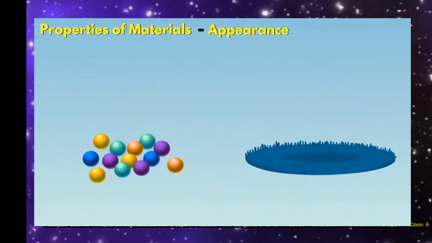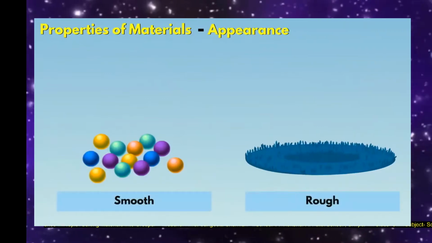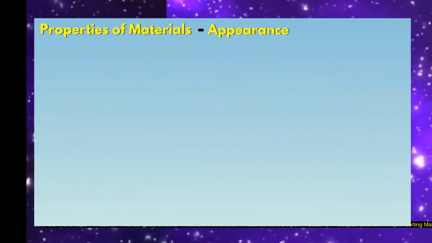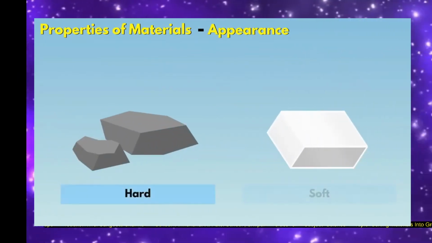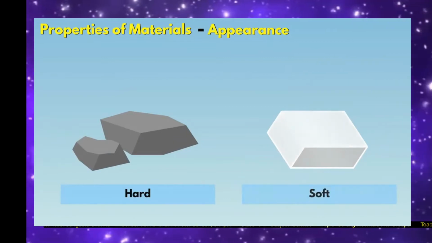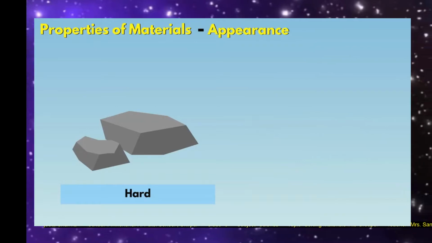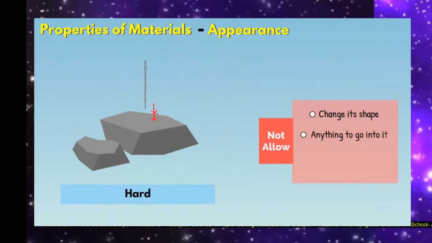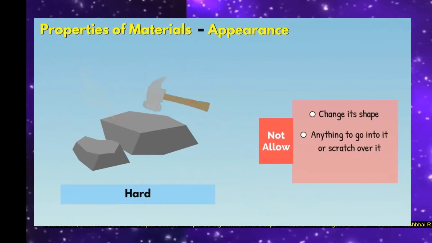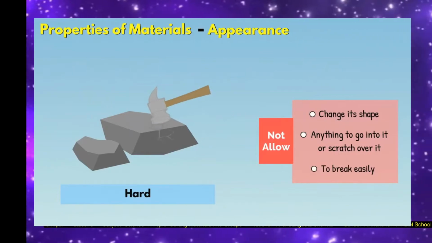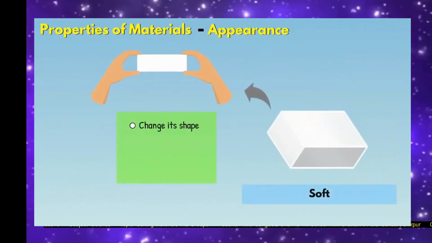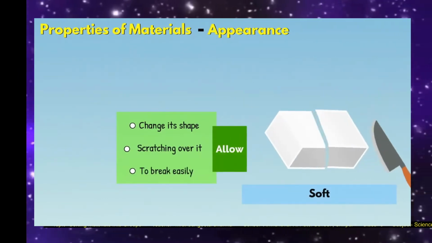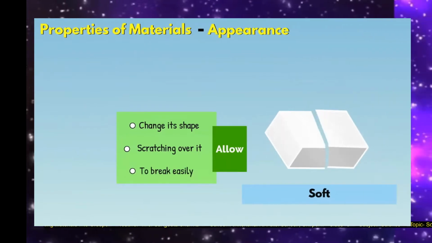If you touch some objects, they appear either smooth or rough. The roughness is due to bumps on the surface. Similarly, some objects are hard while others are soft. With the term hardness, we mean that the material does not allow change in its shape. It does not allow anything to go into it or scratch over it. It does not break easily. If a material changes its shape, allows scratching over it, or breaks easily, then such material is soft material.